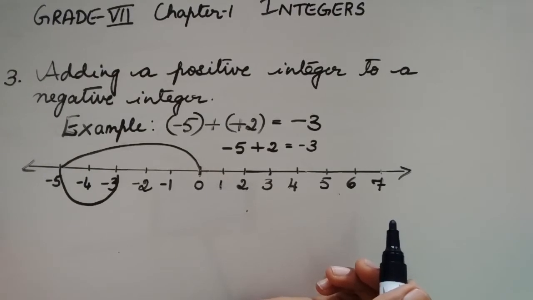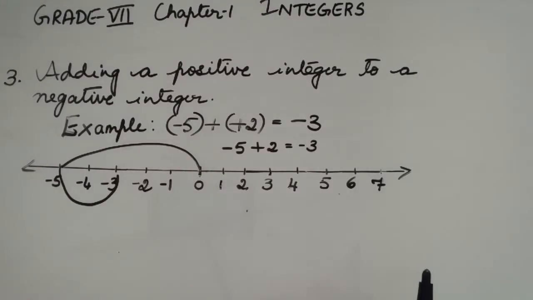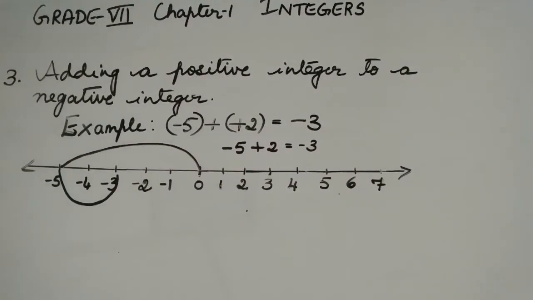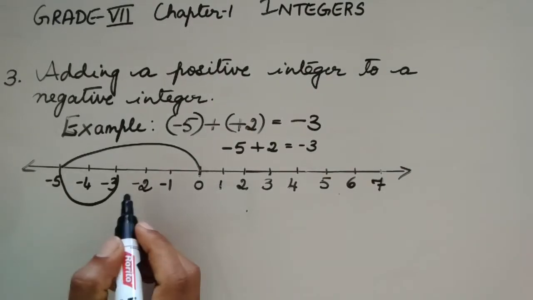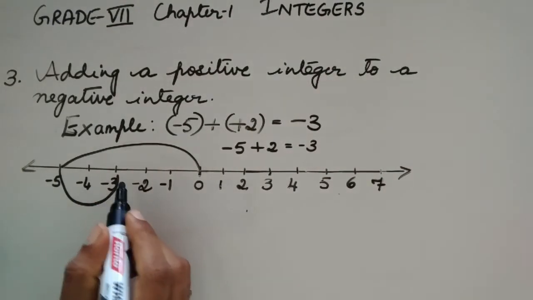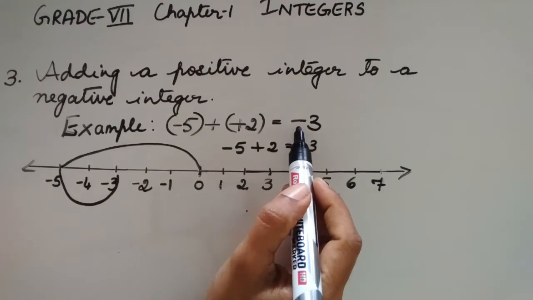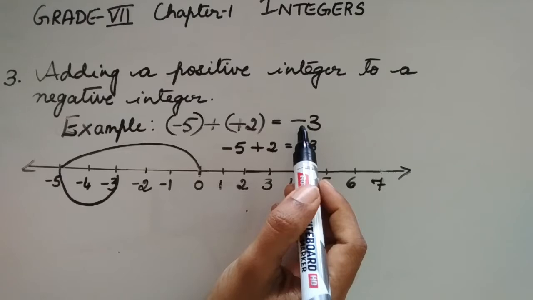Is this clear, students? So if we are adding a negative number, we need to move to the left, and if I have to add a positive number, I have to move to the right. Remember this.